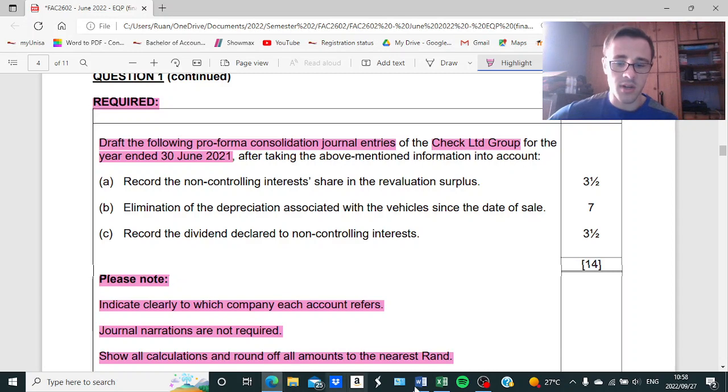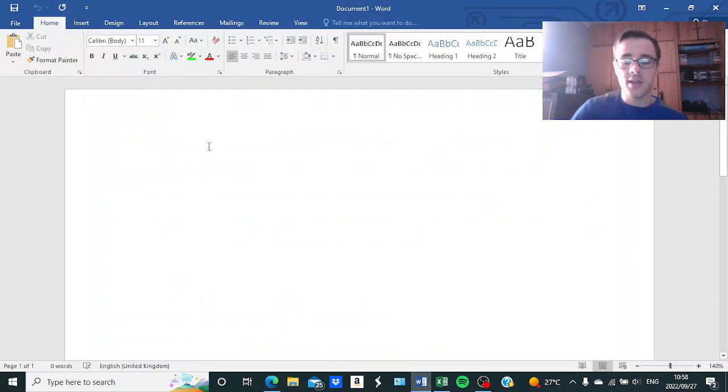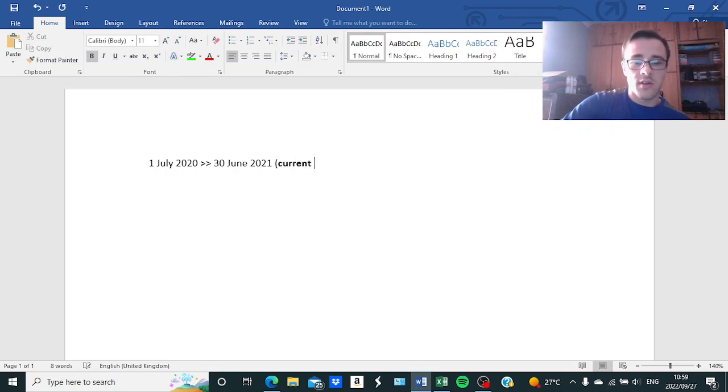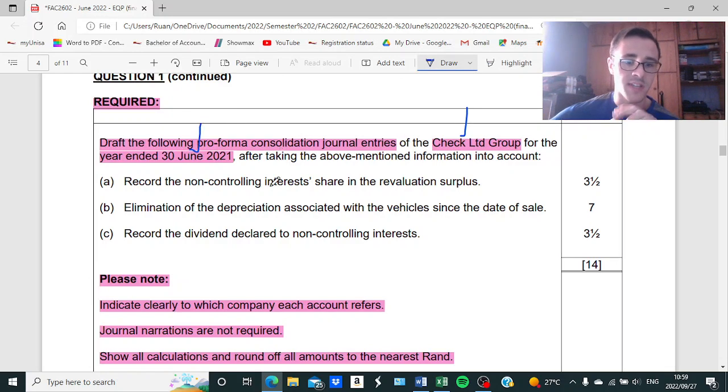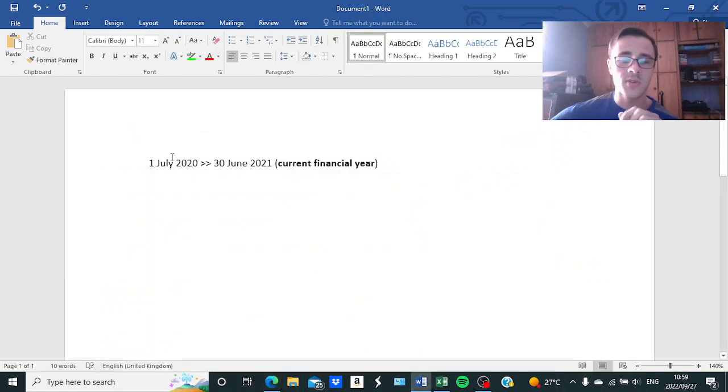And then we need to indicate our current financial year. So the current financial year will run from the 1st of July 2020 and it ends on the 30th of June 2021. So this is our current financial year. Let me just correct this. Before we start with the journal entries, we have identified the parent and we have indicated our current financial year because it ends on the 30th of June 2021, so it started on the 1st of July 2020.